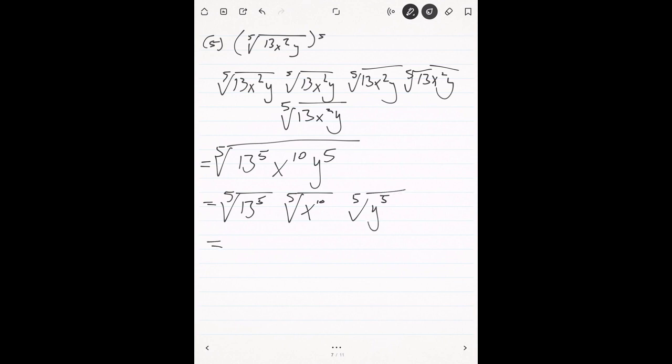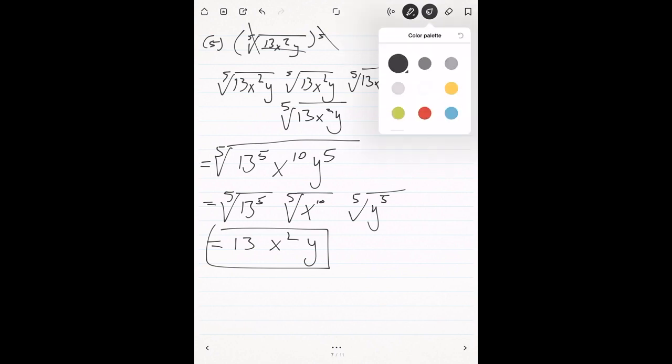The fifth root of 13 to the fifth is just 13. The fifth root of x to the 10th, I can make 2 groups of 5, so that's x squared. And the fifth root of y to the 5th is just y. Hey, what do you know? It's the radicand we had to start with. So this should be fairly obvious that when you're taking something to an exponent that's the same index, they just cancel out, and you're left with the radicand, okay?